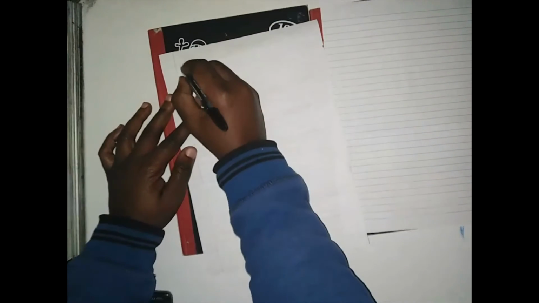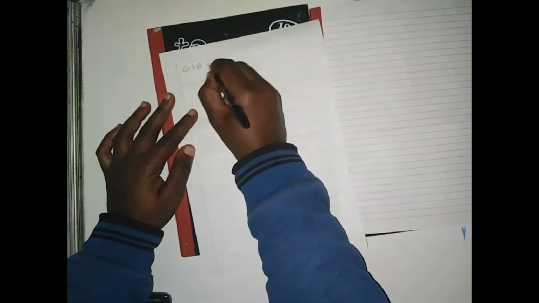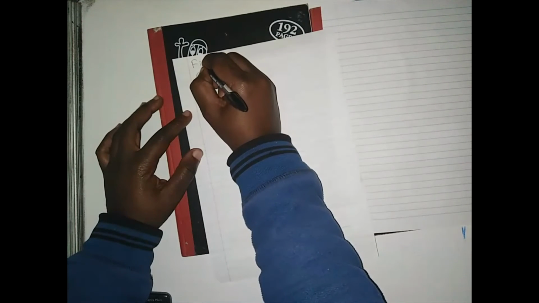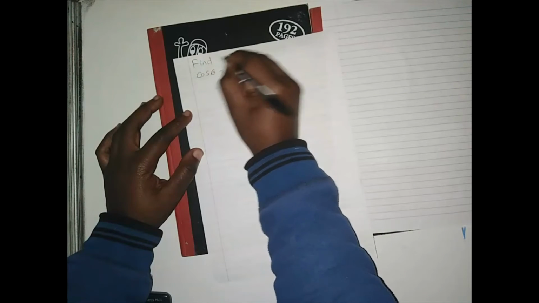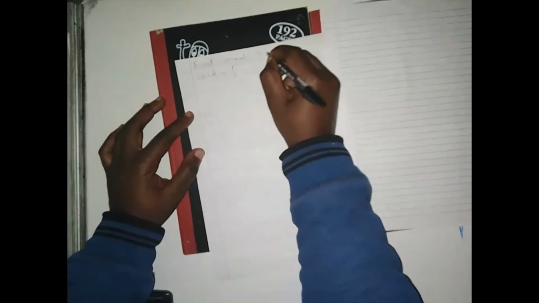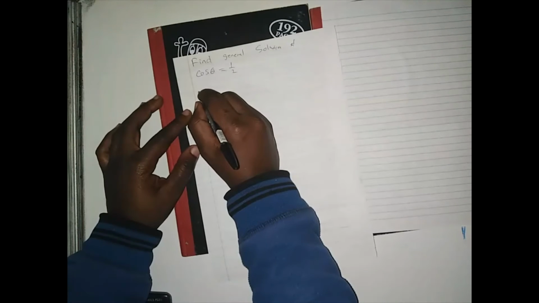Right. Now, what about cos? If you've got cos theta, which is equal to this, also take half. How do you find general solution? The question will always be specific. Find general solution of, and then they will give you this one. So how to do that?